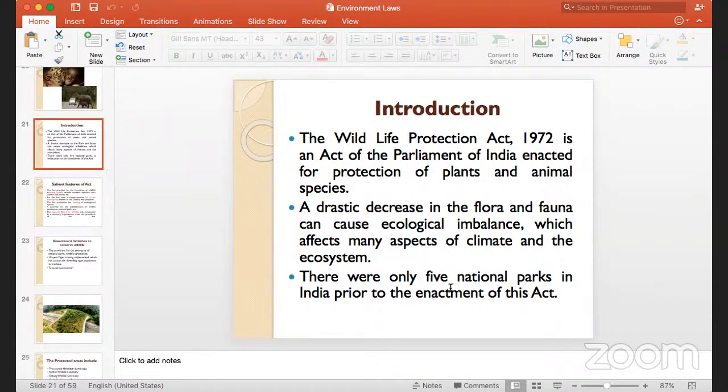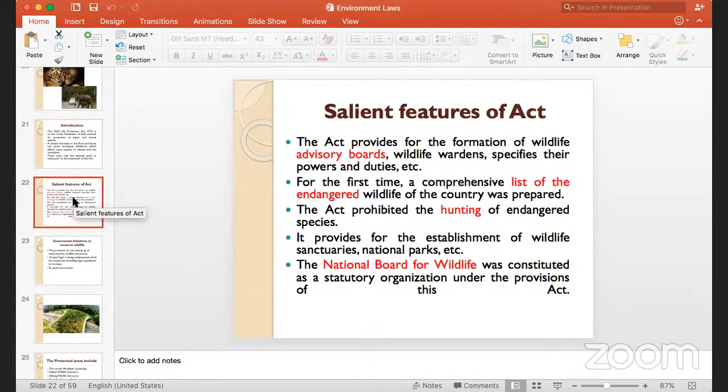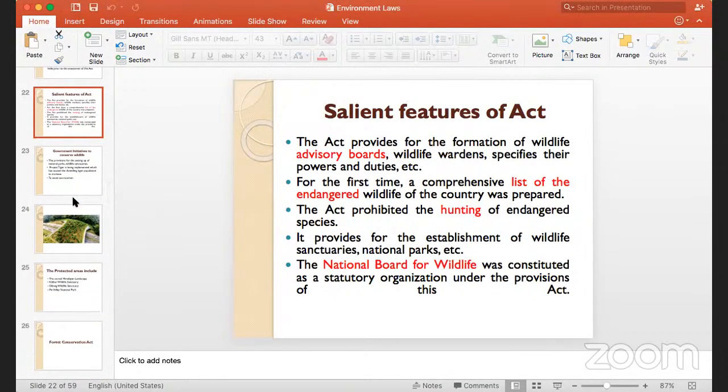Before this act, there were only 5 national parks. Whereas after the introduction of the Wildlife Protection Act, we now have a good network of wildlife protection, a good network of national parks in our country. So what are the salient features of this act? It provides for the formation of a Wildlife Advisory Board. Just like the CPCB, there is also a Wildlife Advisory Board.